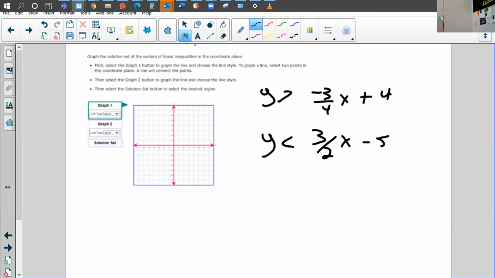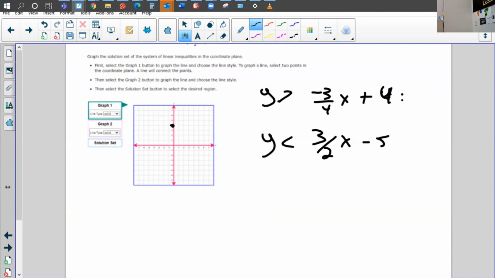All right. Okay, so we're gonna graph this. How do we graph this, guys? Remember, we're gonna use rise over run. We're gonna use the y-intercept as my starting point. So for the first equation, my y-intercept is gonna be 4, which is right there.